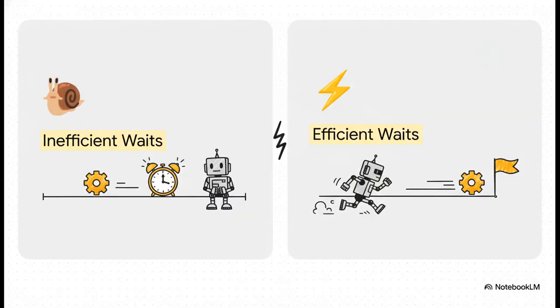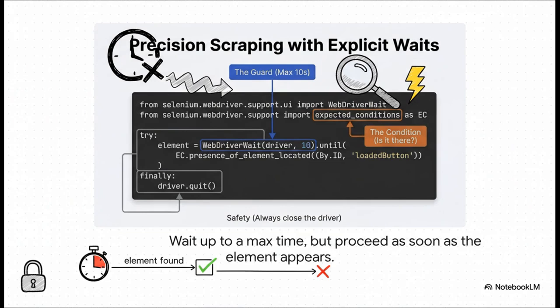We need to move from that brute force, inefficient way of waiting to a much more intelligent and efficient one. Instead of telling our script to wait for a certain amount of time, we're going to tell it to wait for a specific thing to happen. And this is how the pros do it. This is called an explicit wait. You're basically telling Selenium, hey, keep an eye out for this specific button. I'll give you 10 seconds max, but the instant you see it, let's go. Move on. It's way faster, it's much smarter, and it makes your script so much more reliable.